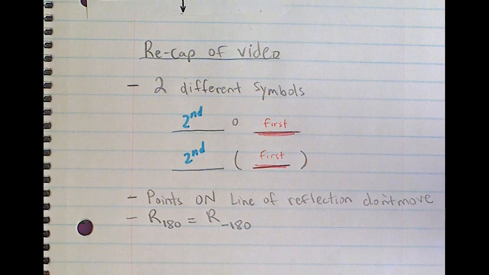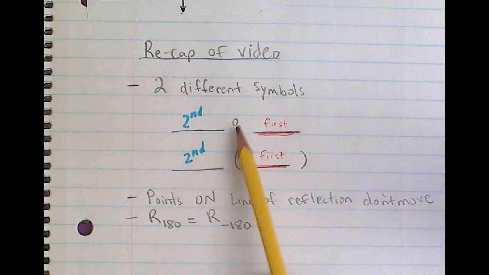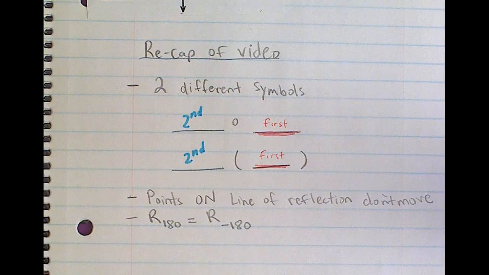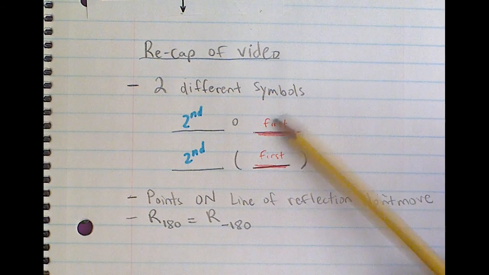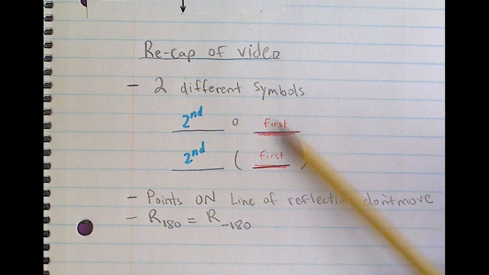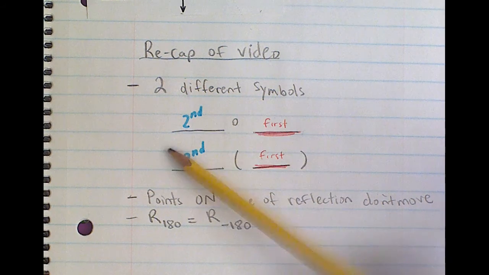Here's a quick little recap of the main ideas in this video. There's 2 different symbols to indicate composition of transformation. So that's with the little circle or with the parentheses. Both of them you read the same way. So you always start with the first thing on the right and work your way to the left.